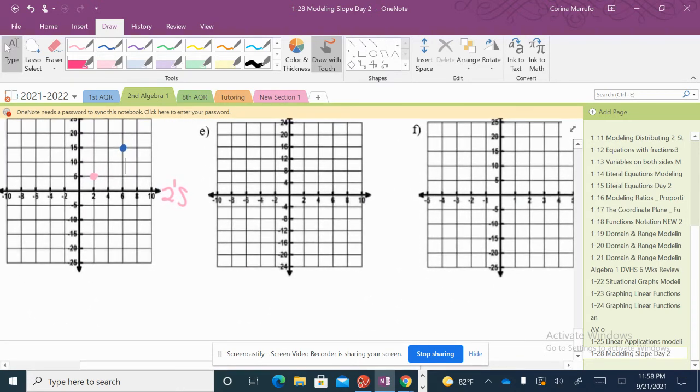Okay, so now let's go ahead and find the slope. So here is my line. Okay, and we're going to count the rise. So the rise is counting by 5, so 5, 10. And then my run is counting by 2, 4, by 2s. Okay, so then my slope here is going to be 10 over 4, which reduces to 5 over 2.